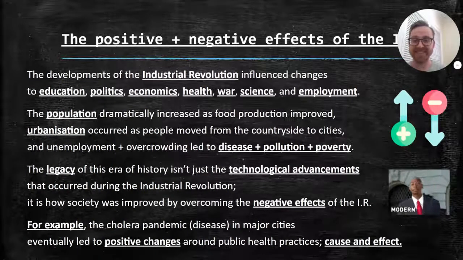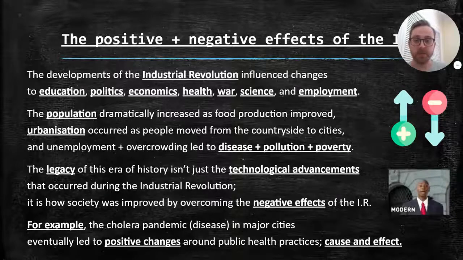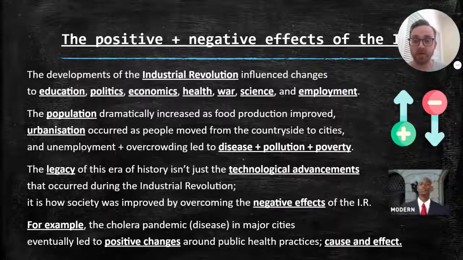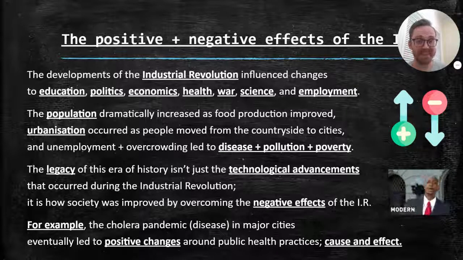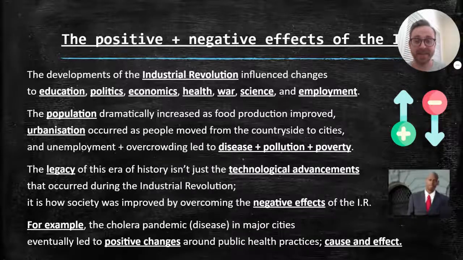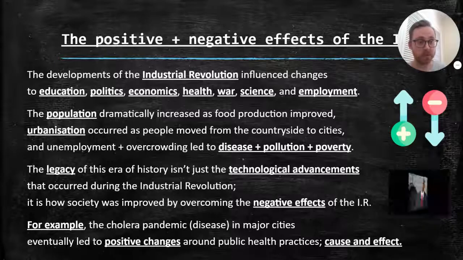Good enough. So, the developments of the Industrial Revolution influenced changes to education, politics, economics, health, war, science, and employment. Now, that's a long list for a reason. It influenced change in almost every aspect of our life. It's why it was called a revolution, because it was about change.